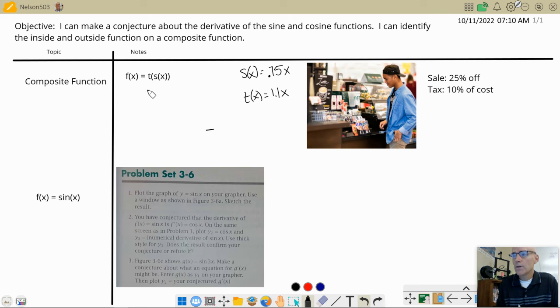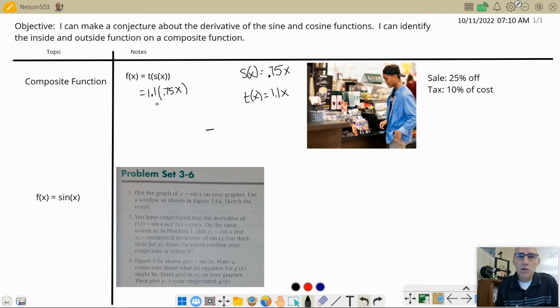right? Well, let's see. We've got really a composite function going on here. You're going to first calculate how much the item costs after you multiply by 0.75. Okay, so x stands for the original cost. And now we multiply by 0.75. But then you're going to multiply all of that by 1.1. So this is a composite function. We deal with composite functions all the time. We may not realize it, but we really do.